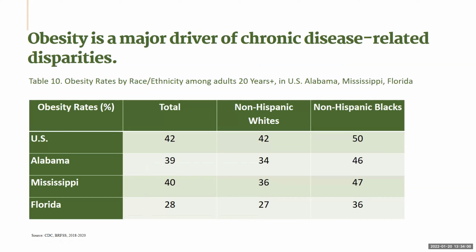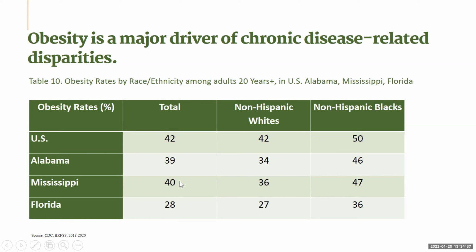So with those chronic conditions related to morbidity and mortality rates, obesity is a major driver of these disparities. And so in this table, we see the obesity rates by race and ethnicity among adults in the US, Alabama, Mississippi, and Florida. So in the US, the overall obesity rate is about 42%, and that rate is 42% among non-Hispanic whites and about 50% among non-Hispanic Blacks.